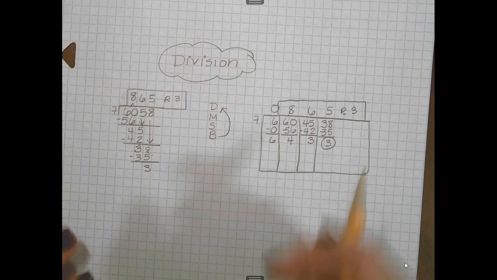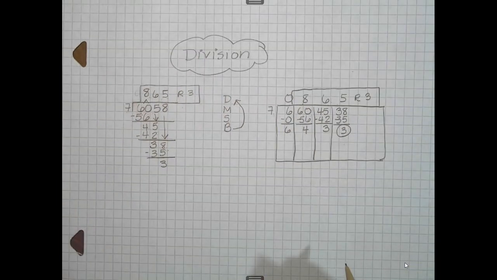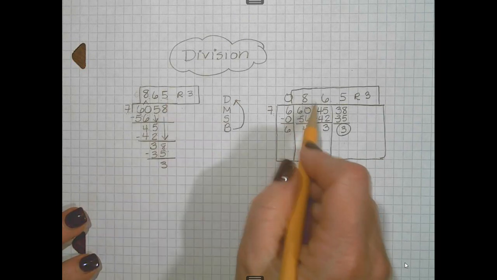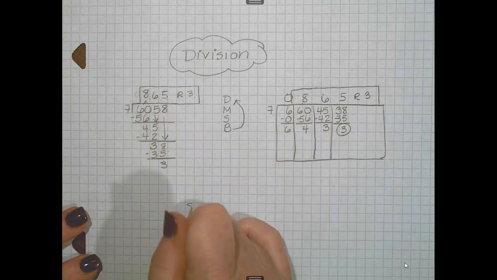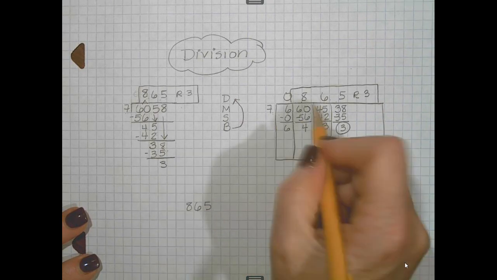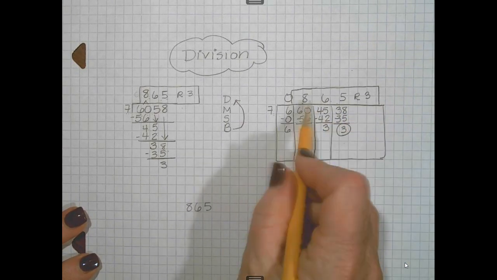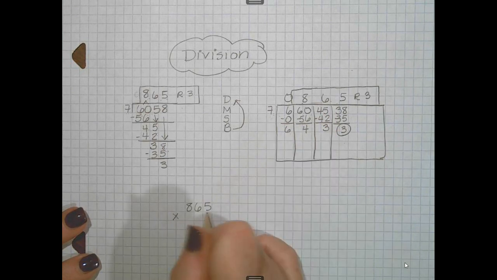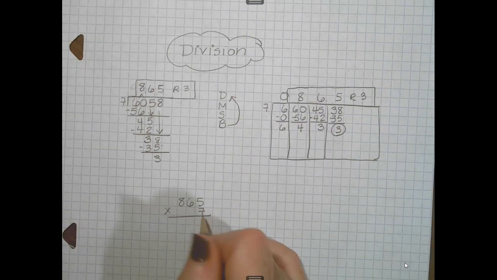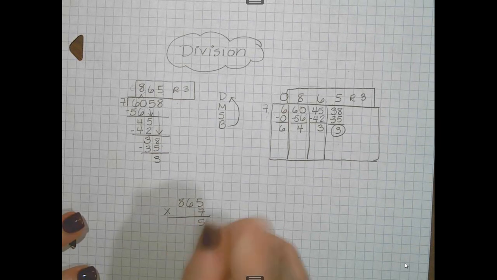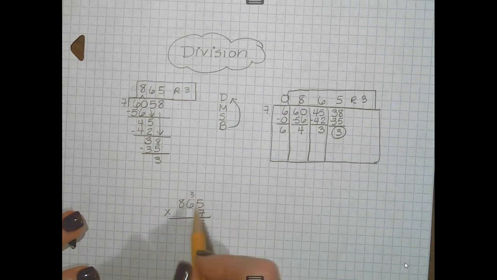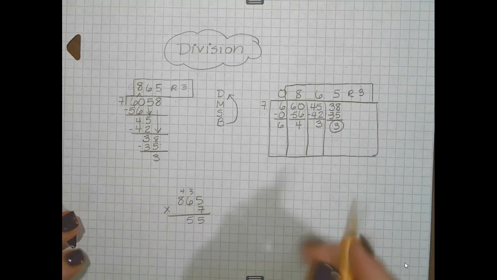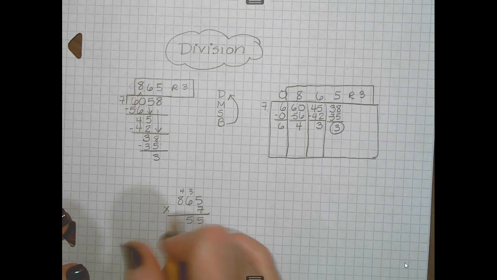So when we check division, we're actually going to use multiplication. And to check it, we take the whole number part of our quotient. So we would take our 865. We'll deal with the remainder in a minute. You multiply the whole number part of the quotient times the divisor. Okay, so 7 times 5 is 35. 7 times 6 is 42, plus 3 is 45. 7 times 8 is 56, plus 4 is 60.